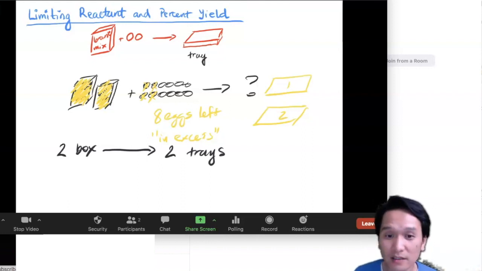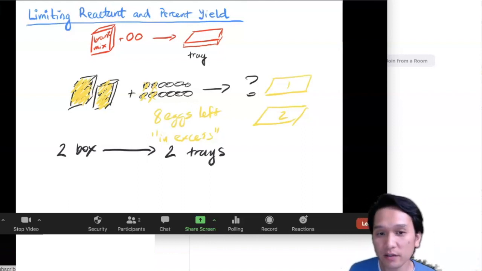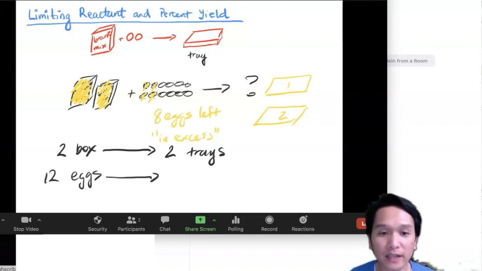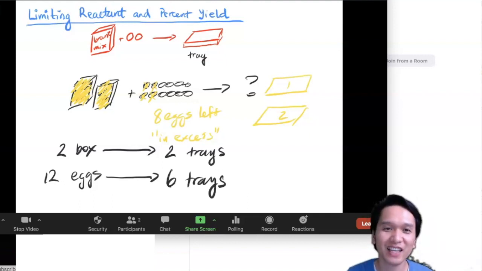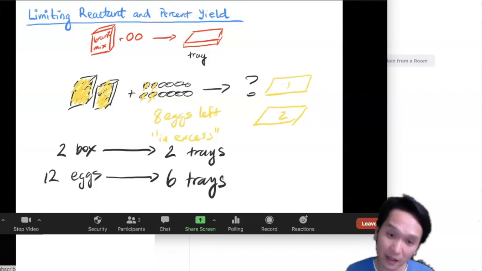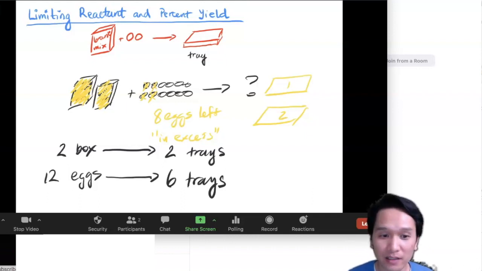Okay, so that's one scenario. The second scenario is to deal with my eggs only. In this case, I have 12 eggs. If I ignore the amount of brownie mix I have, how many trays of brownies can I make? 12 eggs can give you 6 trays. In one case, if I had an unlimited amount of eggs and only 2 boxes of brownie mix, I can make 2 trays. In another scenario, if I had an unlimited amount of brownie boxes and only 12 eggs, I can make 6 trays of brownies.